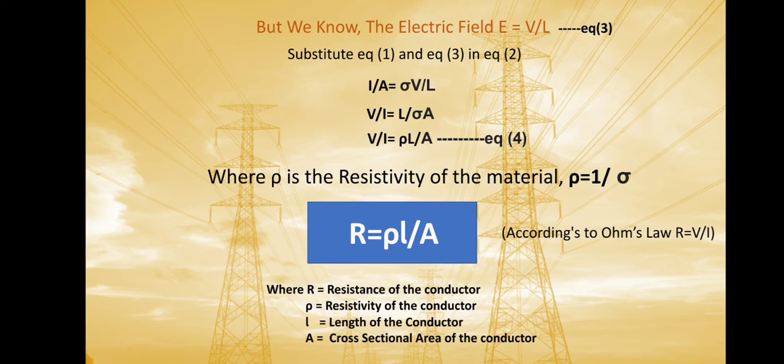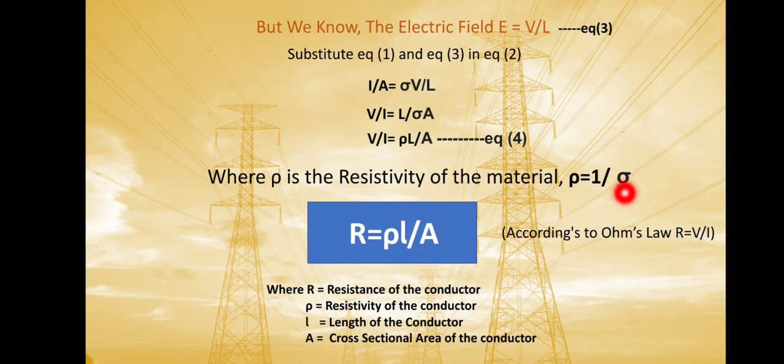Here J is equal to I by A. So I substituted here: I by A is equal to sigma into V by L. I substituted V by L in place of electric field. From this we can write V by I is equal to L by sigma into A. From this we can write V by I is equal to rho into L by A, where rho is the resistivity of the material. Rho is equal to 1 by sigma.